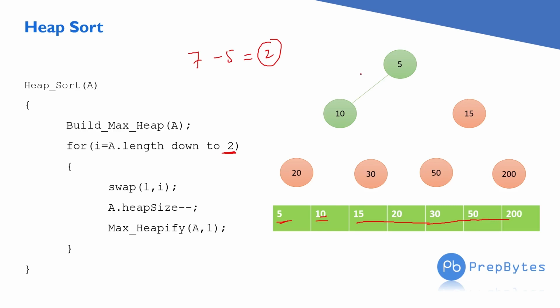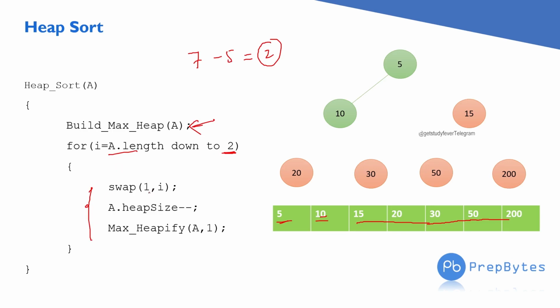I think it was pretty easy to understand heap sort. First, whatever array we are given, we will convert that array into a build heap, and we have seen how the build heap process works. After that, there are 3 steps which are going to be executed. How many times? The length minus 2 times.